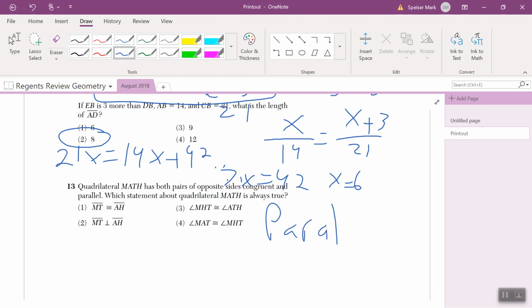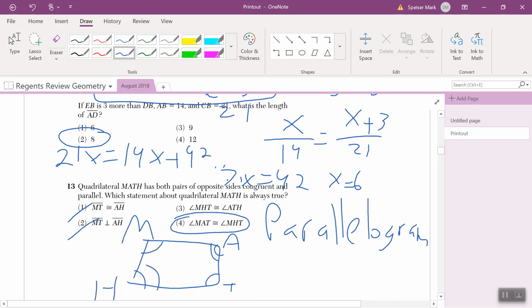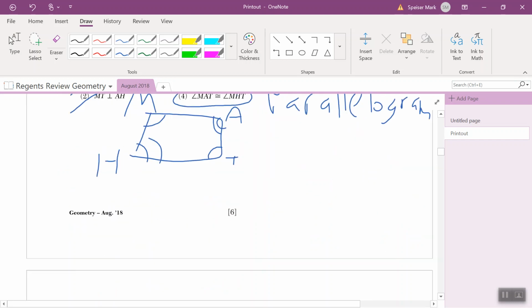So in a parallelogram, the diagonals are not always congruent. The diagonals are not always perpendicular. But if you draw it carefully, MATH, opposite angles are congruent. So angle M is the same as angle T. Angle A is the same as angle H. So angle MAT is congruent to angle MHT, which is choice 4. It's the correct answer.